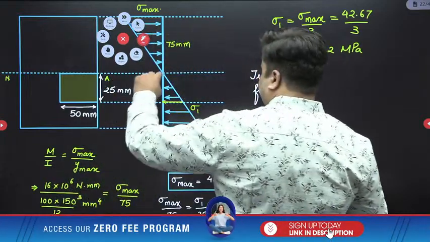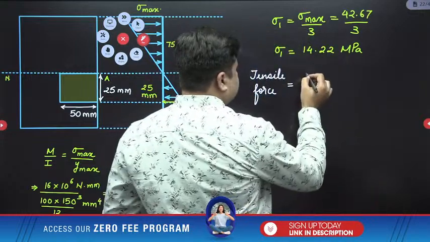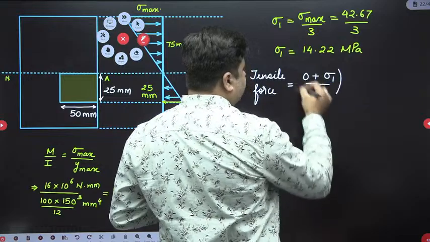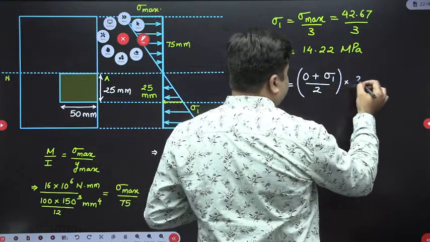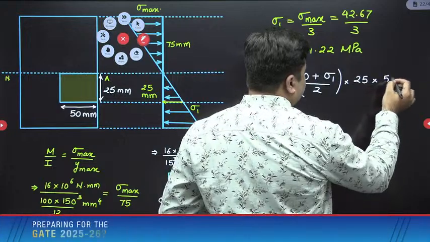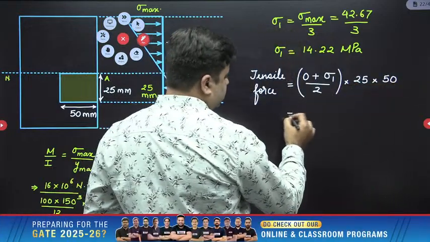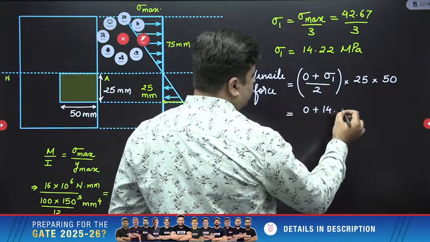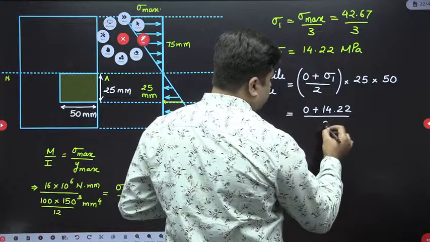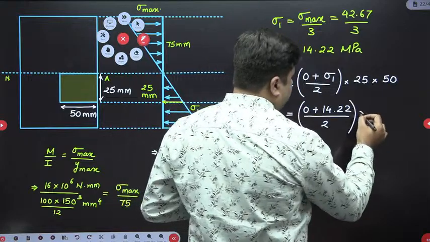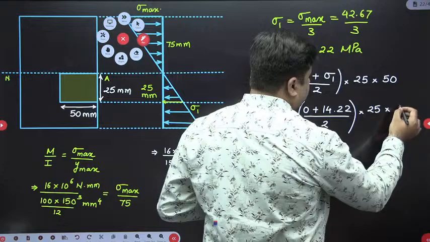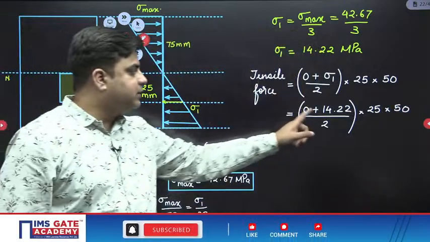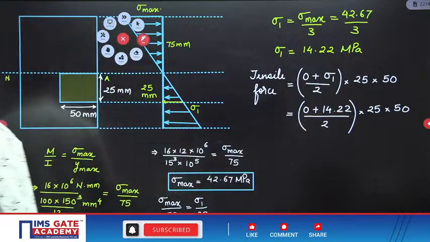average stress acting over here. So average stress is 0 plus sigma 1 by 2. This is the average stress acting. Multiply by this hashed area, which is 25 into 50. Please calculate this. So this will be 0 plus 14.22 divided by 2 into 25 into 50. And this answer will come out in newtons. Please do the calculation.